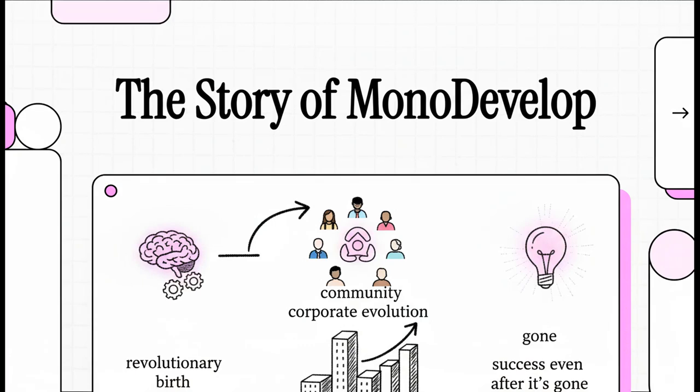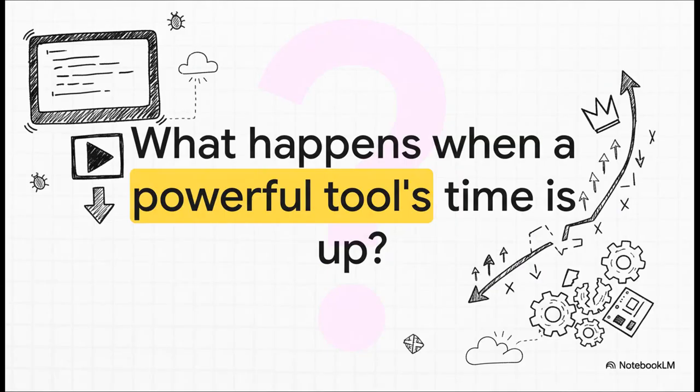Welcome to The Explainer. Today, we're diving into the story of a really ambitious piece of software, from its kind of revolutionary birth all the way to its inevitable end. It's a great story about community, about corporate evolution, and really about what it means for a tool to be successful even long after it's gone. So let's answer that question by looking at the life and death of a once critical tool for programmers.